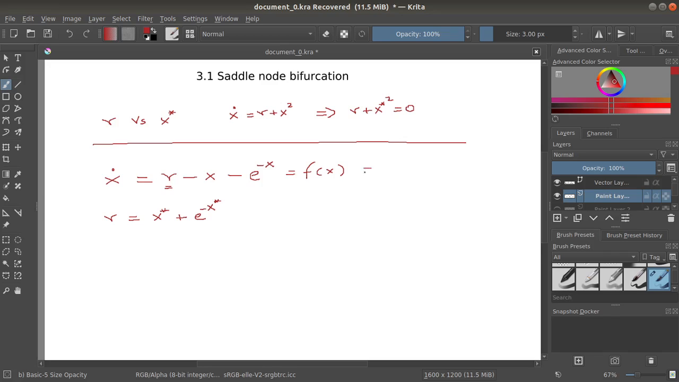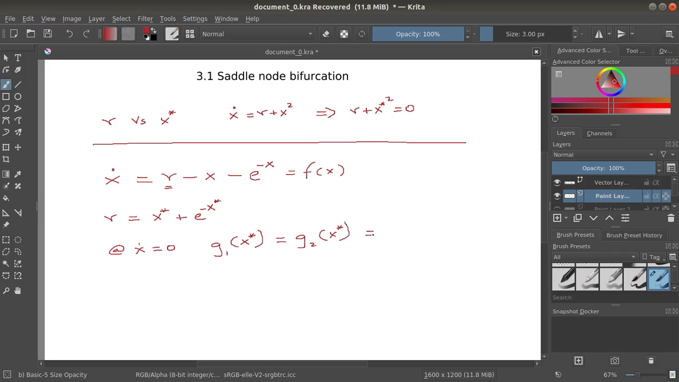So what I'm going to consider is, at equilibrium, or at x dot equal to 0, I'm going to write g1 of x star is equal to g2 of x star. What are g1 and g2?